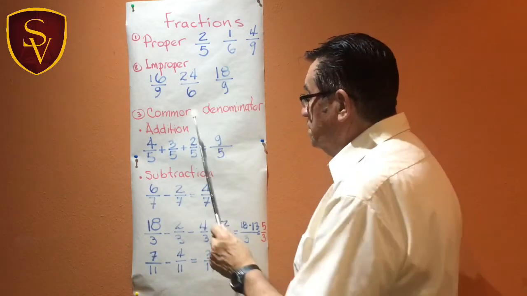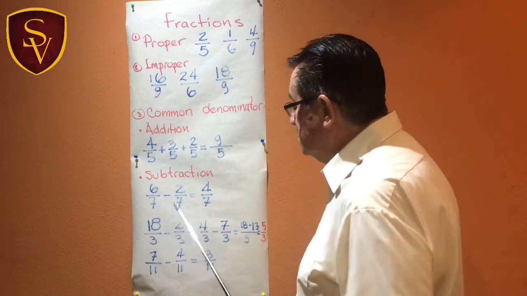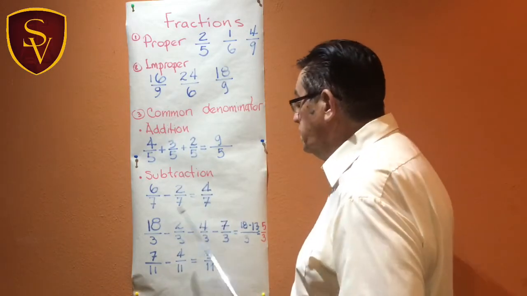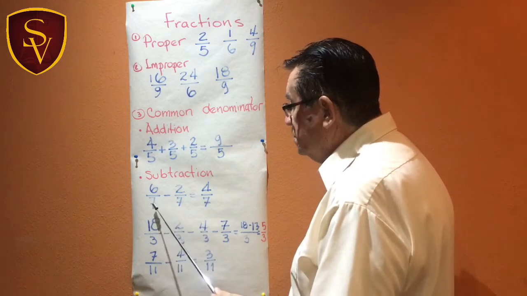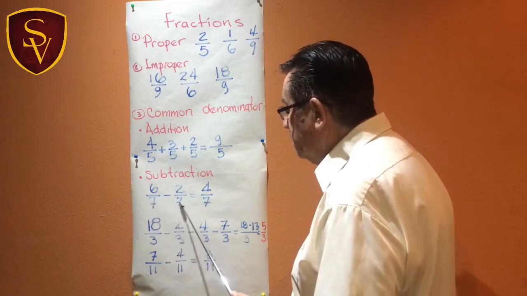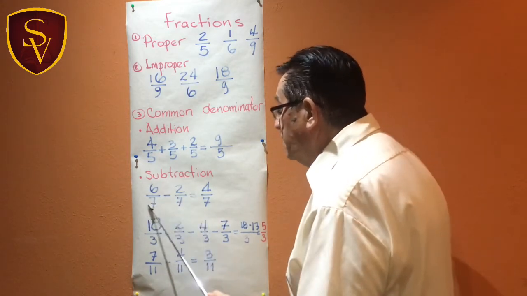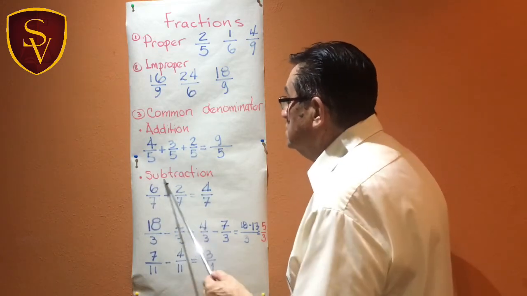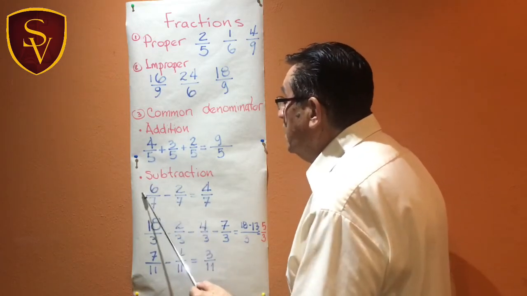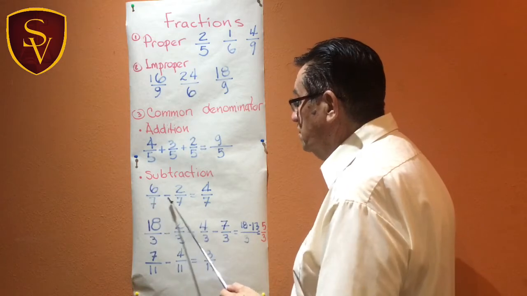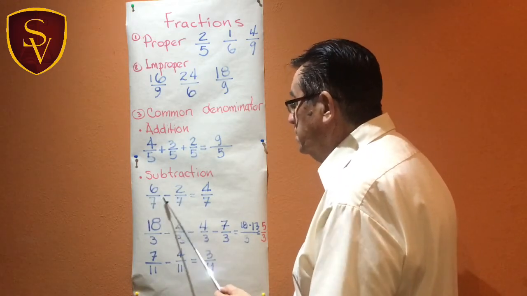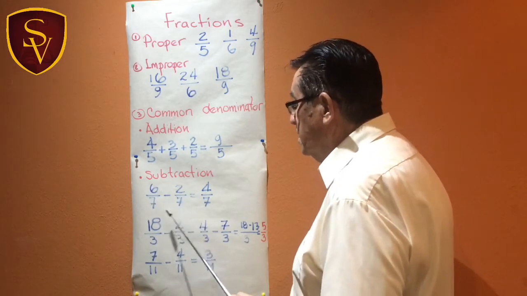Subtraction of common denominators. A subtraction of common denominators is very simple. What we have to do is see if the denominator is the same. These are called like terms. Se llaman términos similares, en los cuales tenemos el denominador común igual a 7.